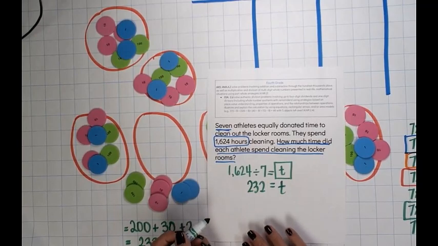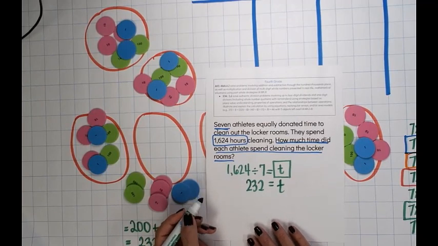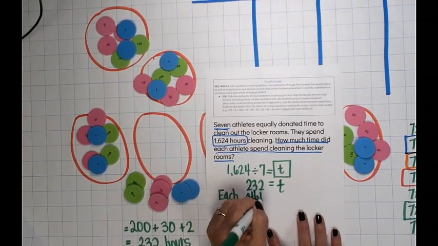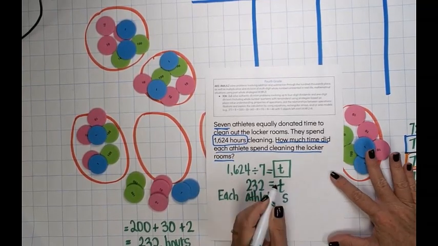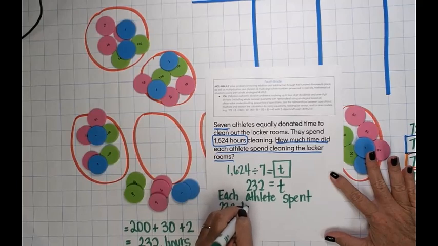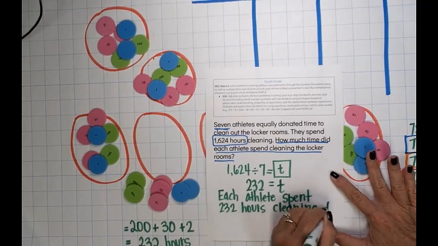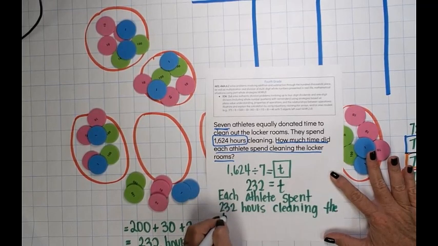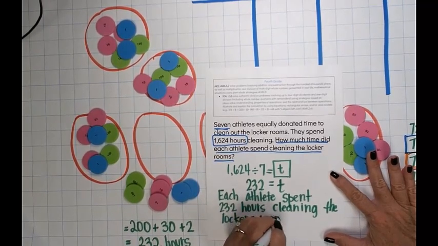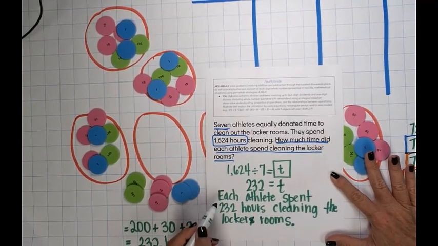So great fourth grade mathematicians will answer the question, how much time did each athlete spend cleaning the locker room? Each athlete spent 232 hours cleaning the locker rooms. And I'm going to bet that the time that they spent cleaning will make sure that they're not so messy the next time.